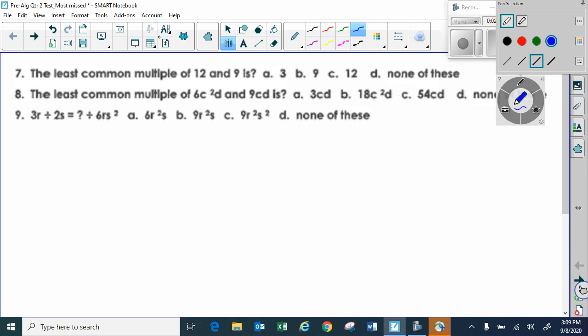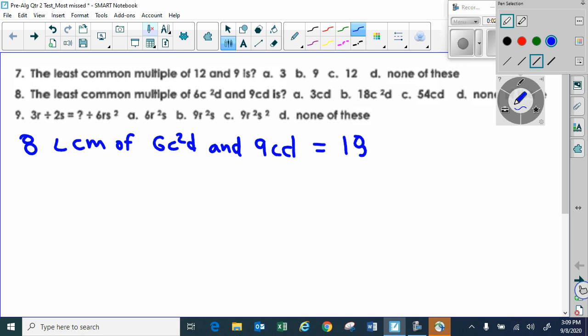All right, number 8. Least common multiple of 6c squared d and 9cd. So with 6 and 9, again, I ask 6 going into 9, no. Double 9 to 18, 6 going into 18, yes, it does. So 18 is for the numbers.